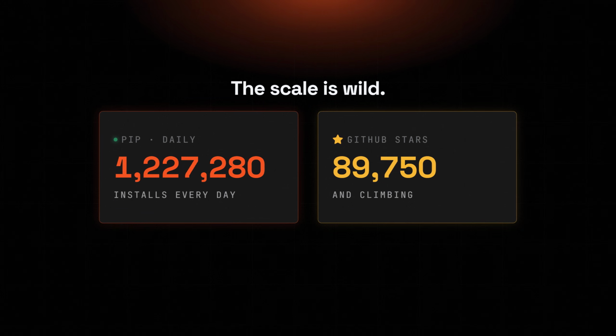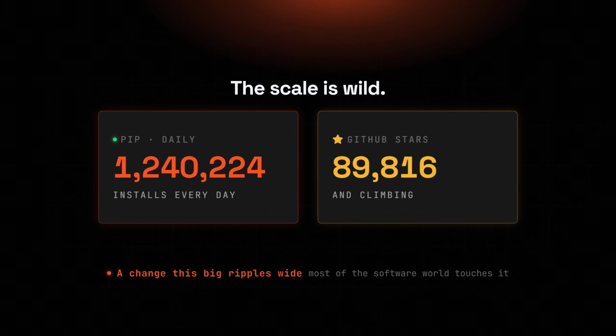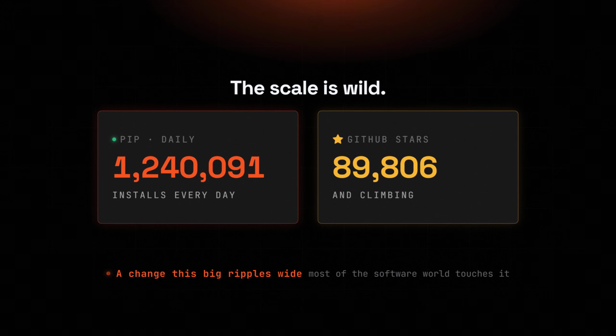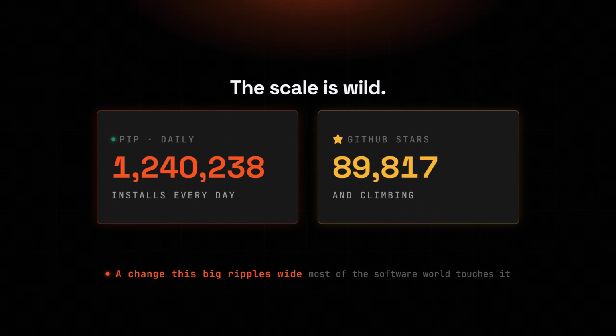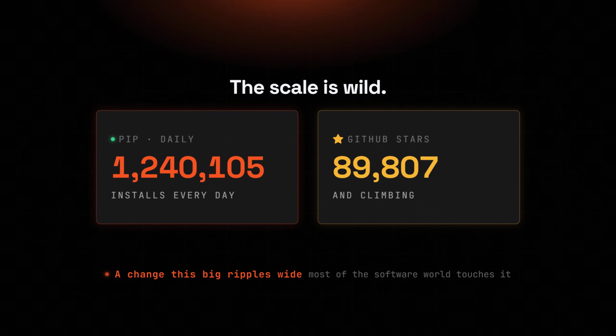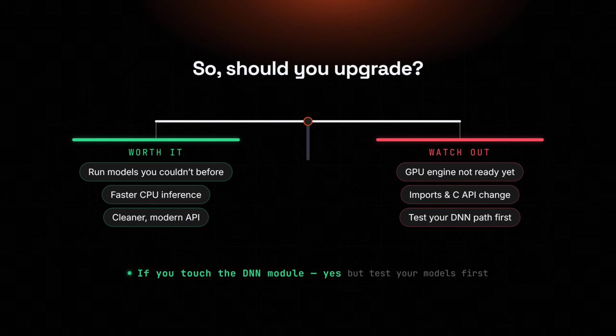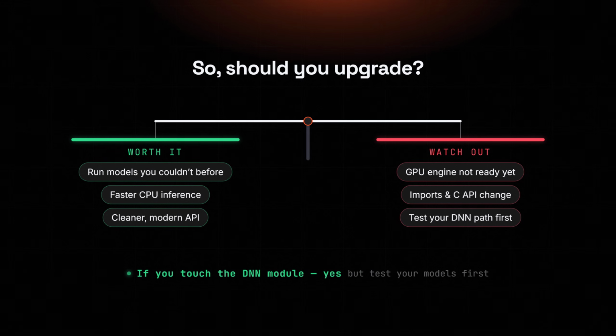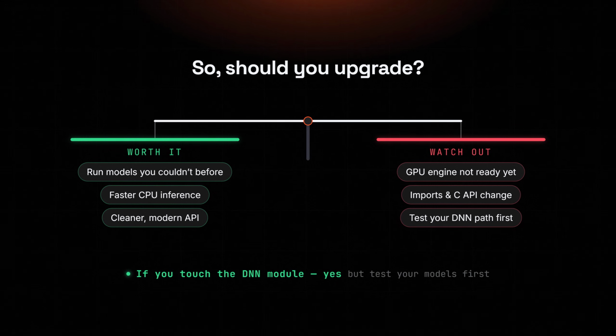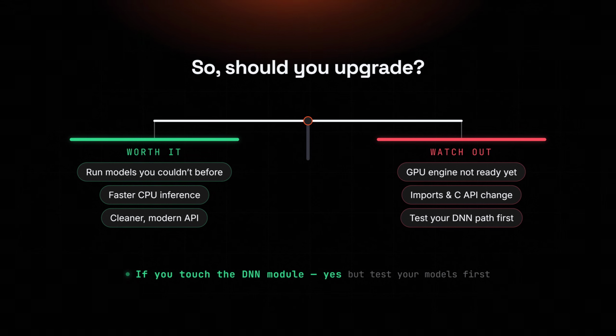Zoom out and the scale is wild. This is a library with around 1 million installs every single day and nearly 90,000 GitHub stars. A change this big ripples across a huge chunk of the software world. So should you upgrade? If you use the DNN module, yes, but test it first. The auto engine makes the switch painless, and the reward is running models you flat out could not run before.